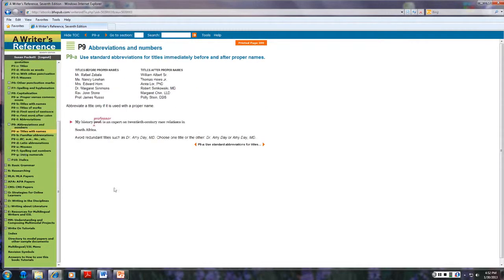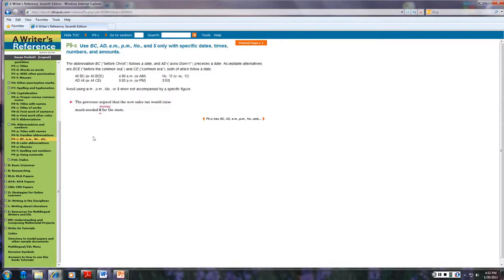P9 is one that we do tend to have problems with. We do not abbreviate things in academic writing. We do, that is, titles, months. We do use abbreviations for AM or PM. It says avoid using a period, PM, when not accompanied by a specific figure. That is, it should be a specific time. There should be a dollar amount, not using it just to represent money.